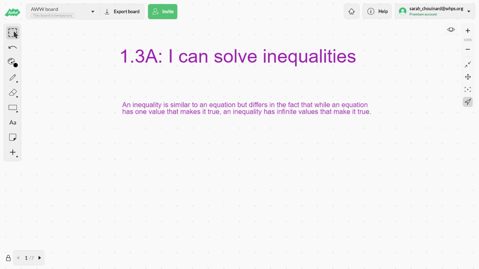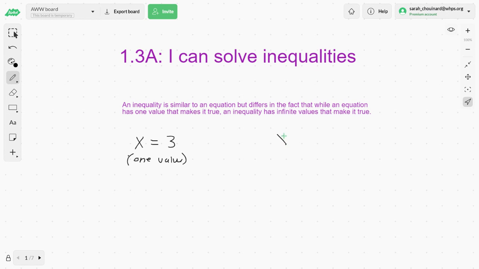All right, so 1.3a, the I can statement is I can solve inequalities. An inequality is similar to an equation, but differs in the fact that while an equation has one value that makes it true, an inequality has infinite values that make it true. For example, when we had an equation, x equals 3, there was only one value that makes that true, and that's 3.